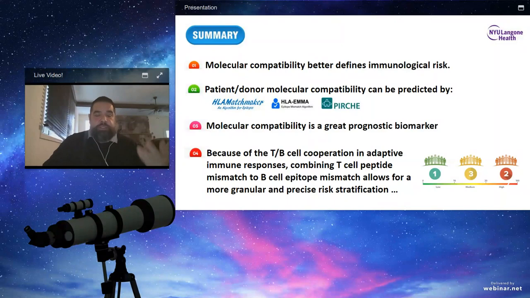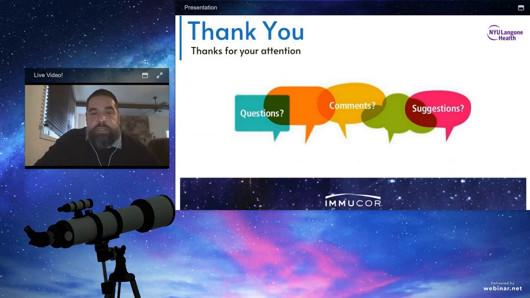The question is, should we continue to determine the risk of a patient and donor post-transplant simply by looking at the two branches individually? And I believe that I have shown you sufficient data to indicate you actually need to combine these two tools together, because this is what is going to give you the best definition of the immunological risk for this particular pair, and so improve your risk stratification, which will eventually lead to an improved immune suppression regimen and precise, patient-specific medicine. And with this, I want to thank you for your attention. I'm ready to take any of your questions. Thank you.